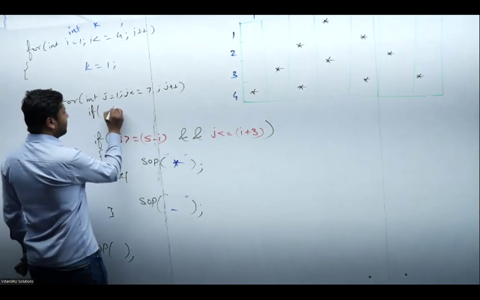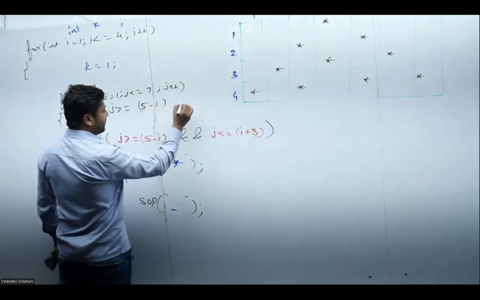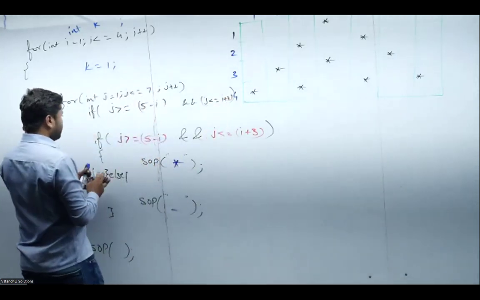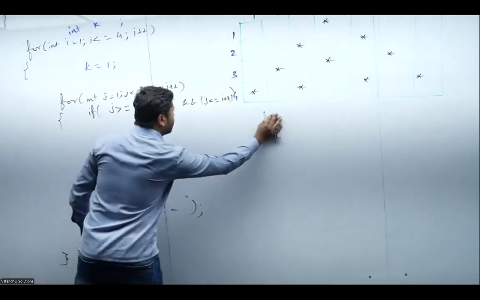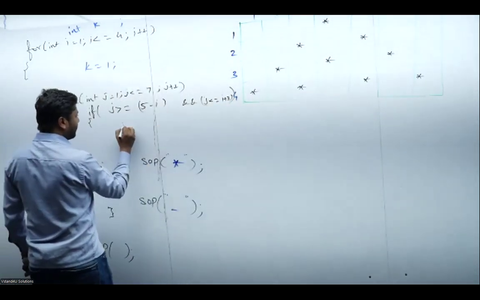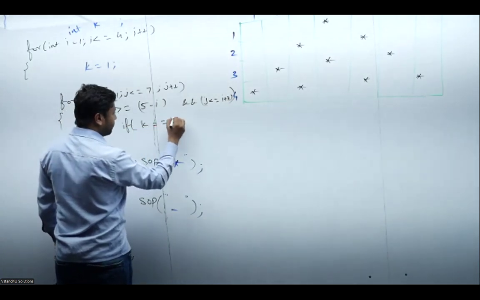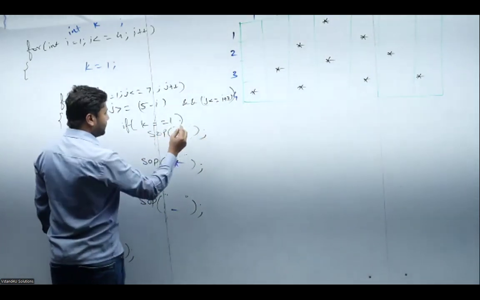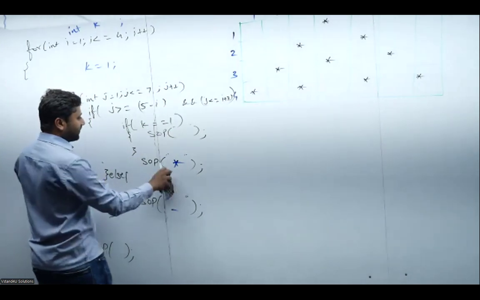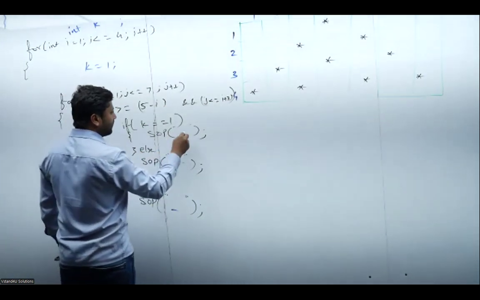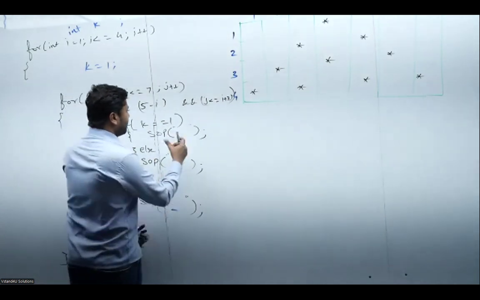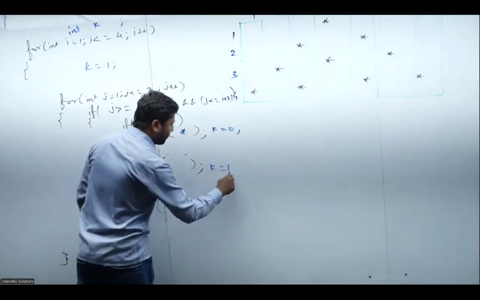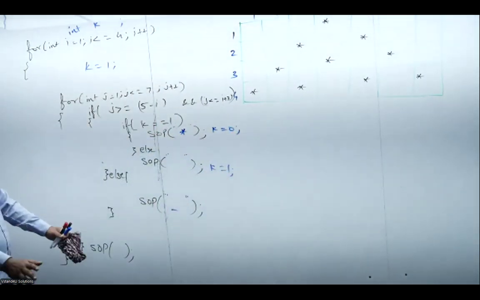If at all j is greater or equal to 5 minus I and j is less or equal to I plus 3. Agree? Then if this condition is true, again one condition we will check. What is that? If at all k double equal to 1, then you better print the star. Agree? Else we will print this much. Am I right? Wait a minute. Here, after printing star, k should become 0. After printing space, k should become 1. Now it is perfectly correct.